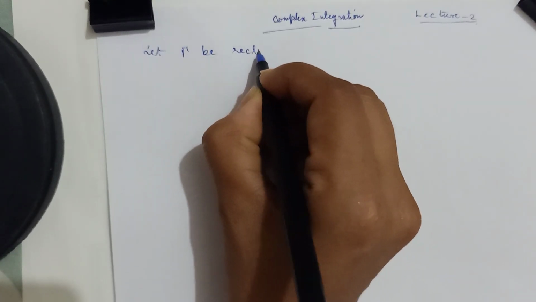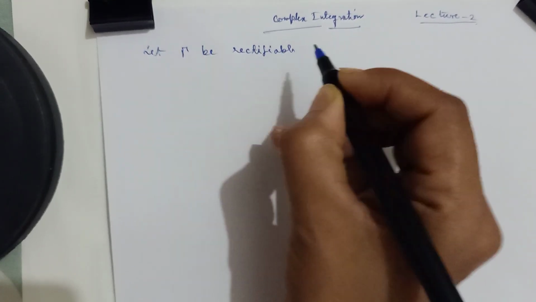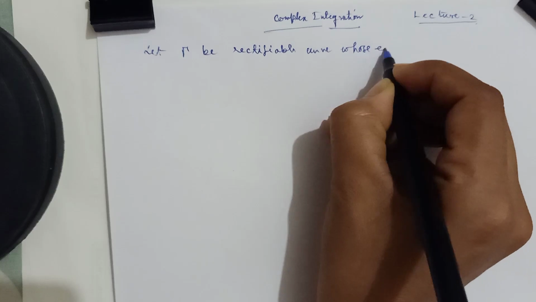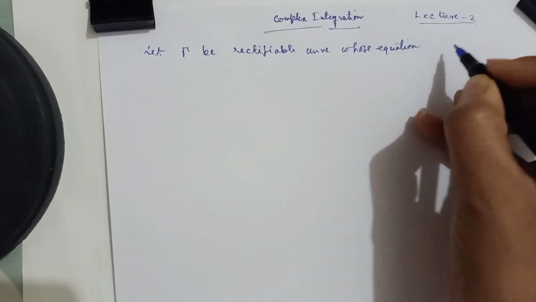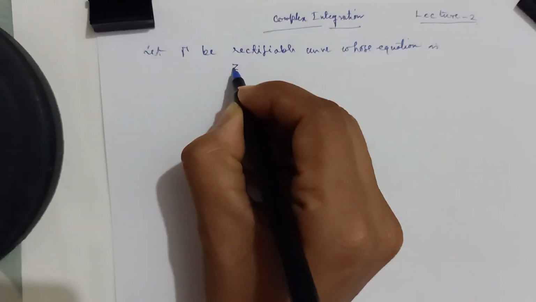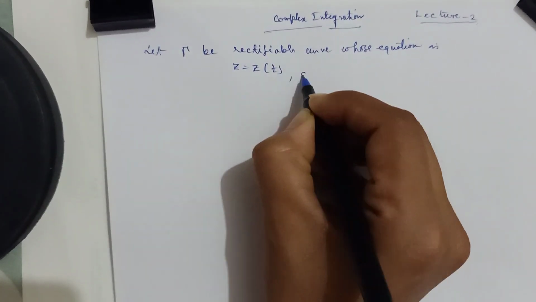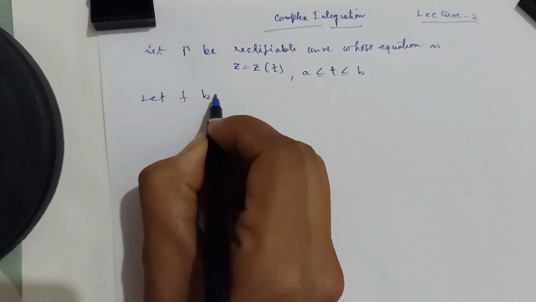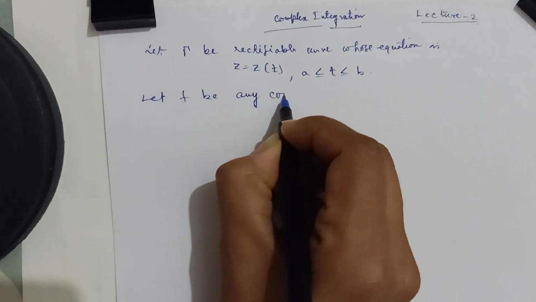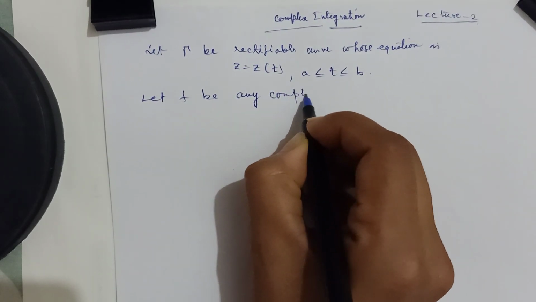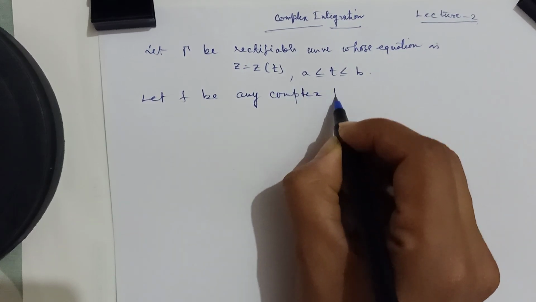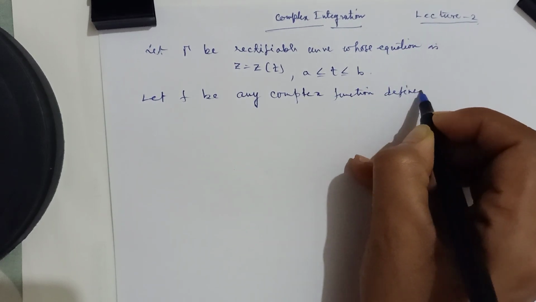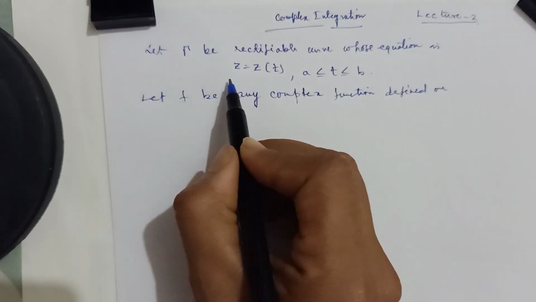Let gamma be a rectifiable curve whose equation is z equals to z of t, where a is less than or equal to t less than or equal to b, and let f be any complex function defined on this gamma.